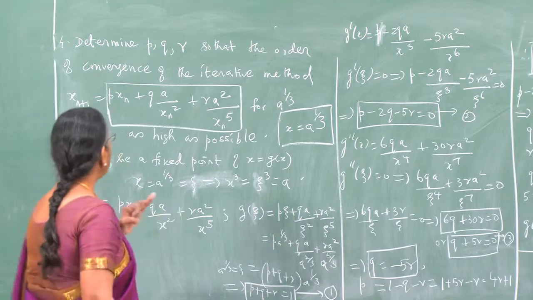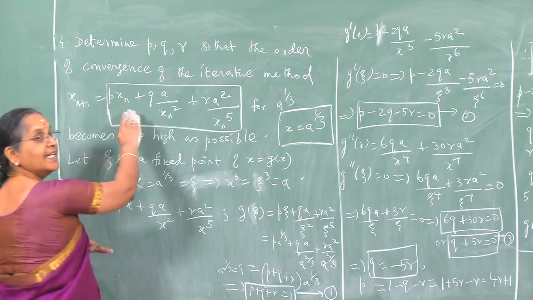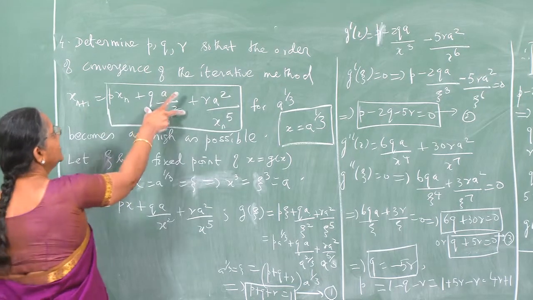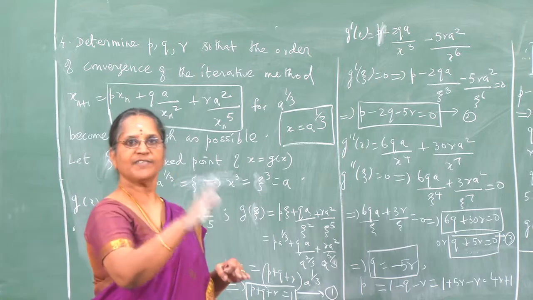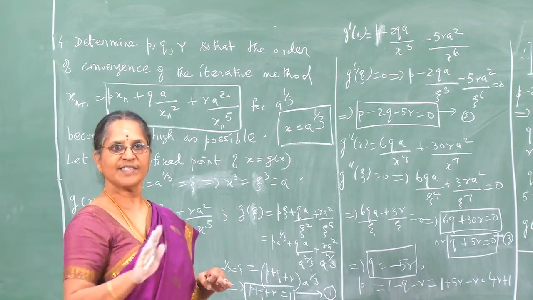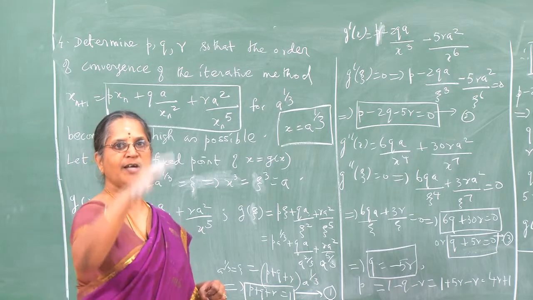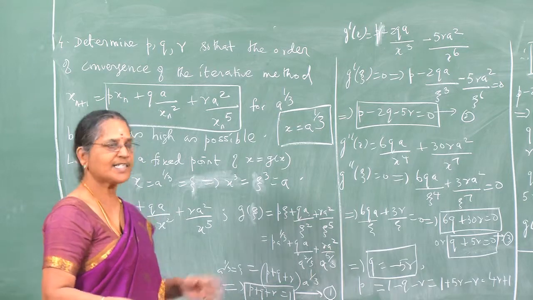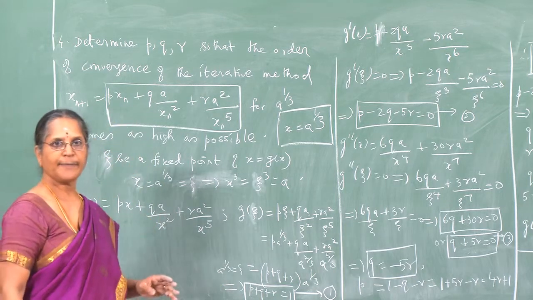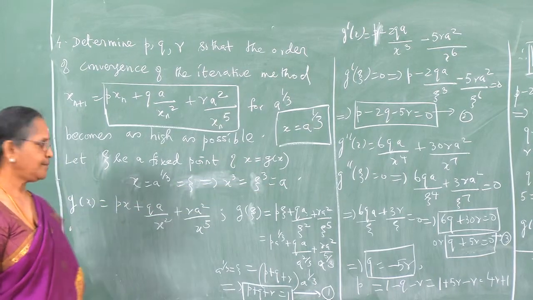So, I must determine p, q, r which appear in g in such a way that this g has the following properties, namely g of psi is psi, g dashed of psi is 0 and g double dashed of psi equal to 0. So, I will have 3 conditions to determine the 3 constants p, q, r. Let us do that and then continue our discussion.